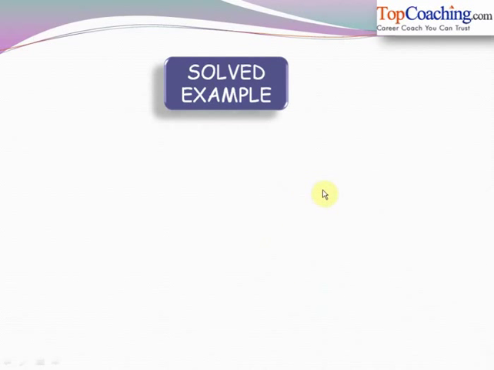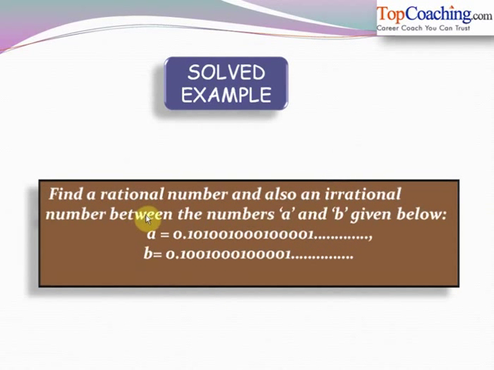Let's try to see one more solved example. Find a rational number and also an irrational number between the numbers a and b given below, where a equals 0.10100100001 and so on, and similarly b equals 0.100100001 and so on. So in this problem, what we have to do is find a rational number between the two numbers a and b, and also an irrational number between these two numbers a and b. How to do that?